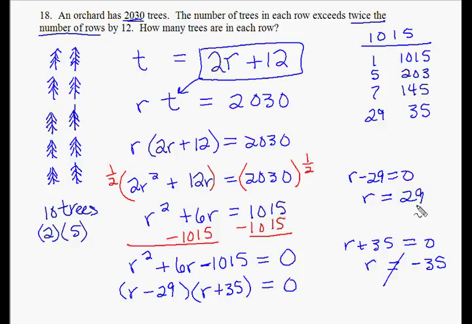So we need to take this answer and put it back into the equation up here for the number of trees. So 2 times 29 is 58. 58 plus another 12 is 70 trees.